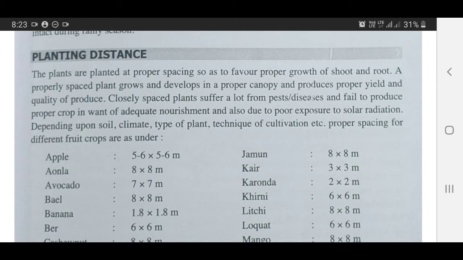Closely spaced plants suffer a lot from insect pest and disease attack and fail to produce a proper crop for want of adequate nourishment and also due to poor exposure to solar radiation. So here your consideration should be that plants should receive proper light, and air should reach each and every part of the plants, and leaves should not become hosts, that is, depend on the upper leaves for food. So plants should be exposed to sunlight and air properly, and you should give them proper spacing for development.